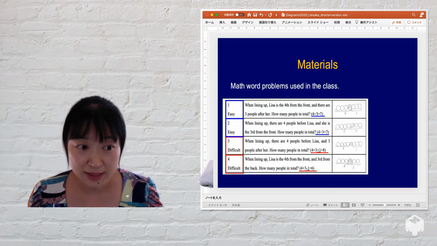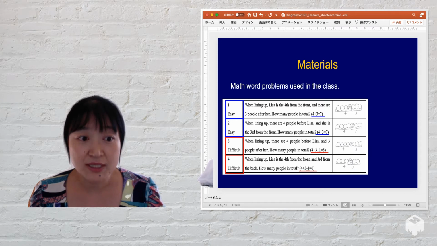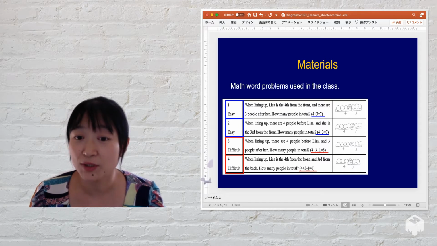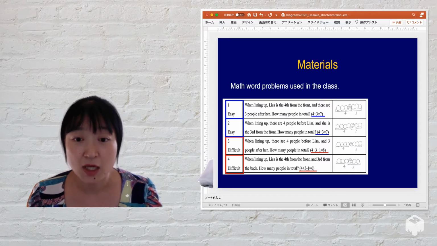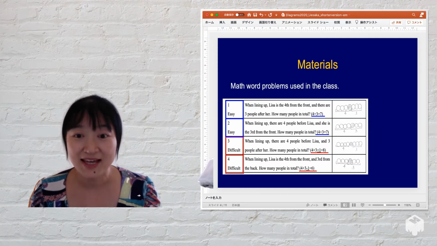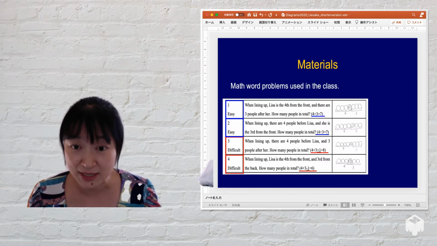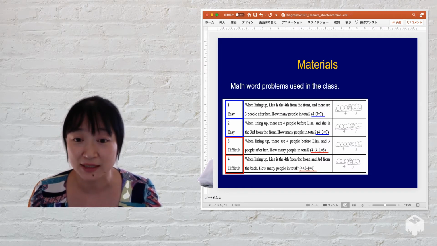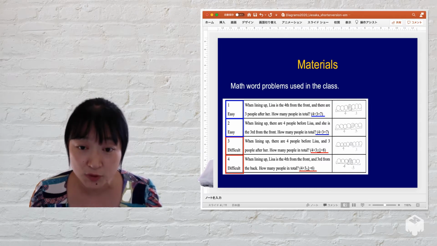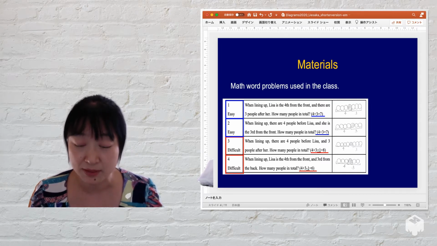The third problem is: when lining up, there are 4 people before Lisa and 3 people after that. How many people in total? In this problem, students need to add +1 to get the correct answer. In such situations, students feel perceived difficulty in getting the correct answer. So the third problem and the first problem are a bit difficult problems.